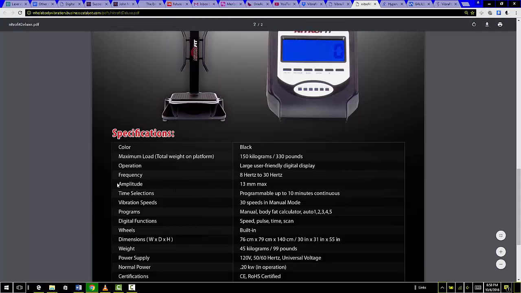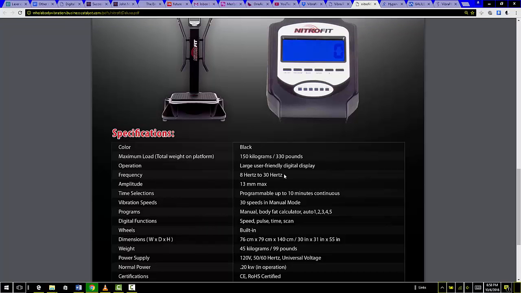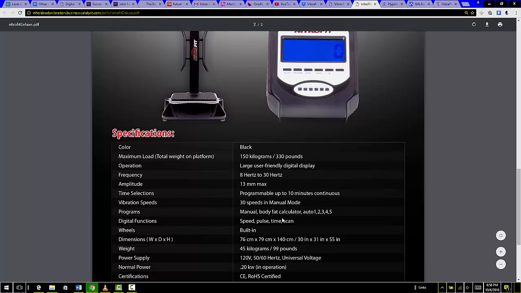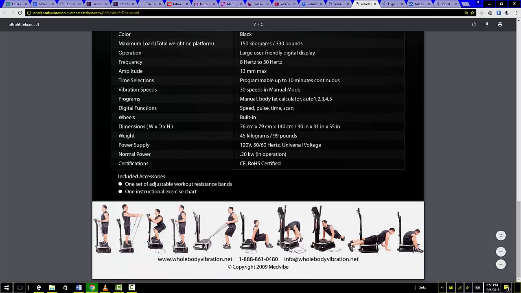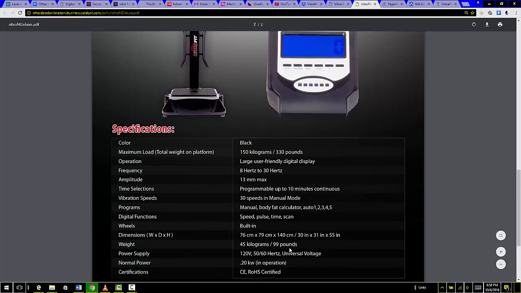But this is a perfect example right here. 8 hertz to 30 hertz is the frequency that they're claiming. Remember, it's just a claim until you call them up and say, hey, can you provide me some actual third-party validation that these are your legit specs? That's what they'll say, if you can even get anybody on the line. All right, so 8 to 30 hertz. That sounds impressive, especially with a price tag that's a few thousand. It makes sense if that was true. 13 millimeter max amplitude. They couldn't possibly be lying to us, right? Why would they do that and then charge us a few thousand dollars? Do you think they're doing that? Well, let's find out.